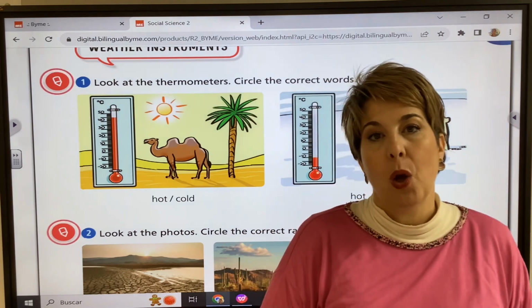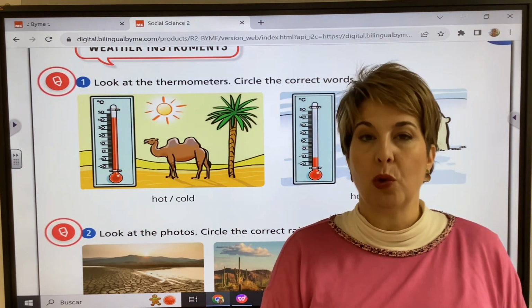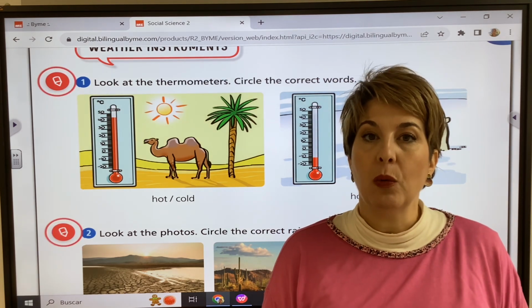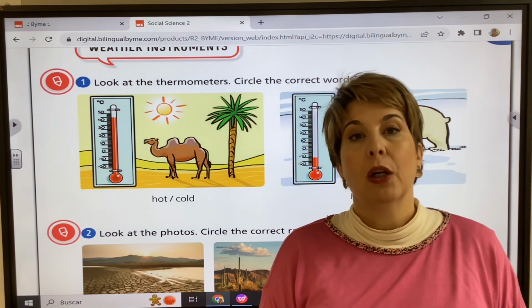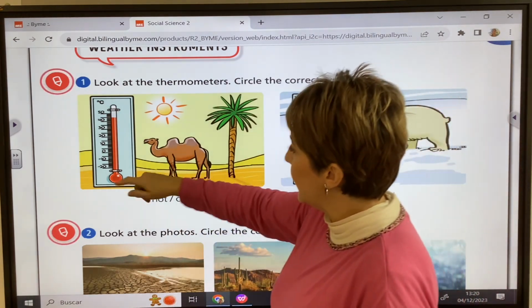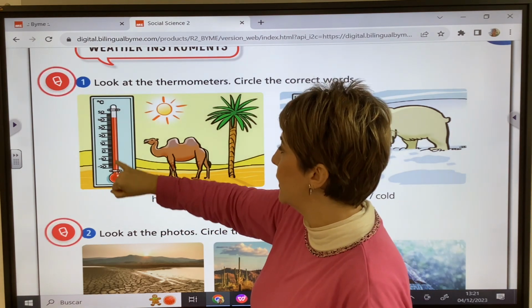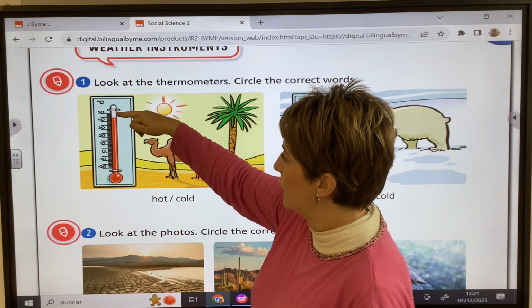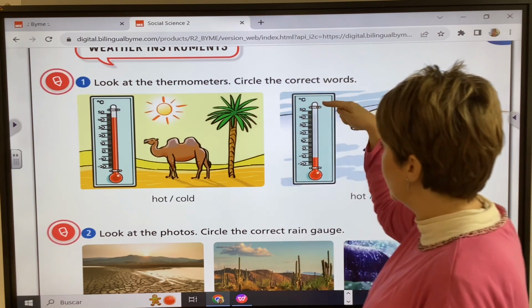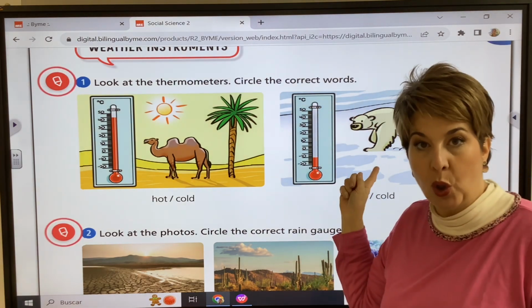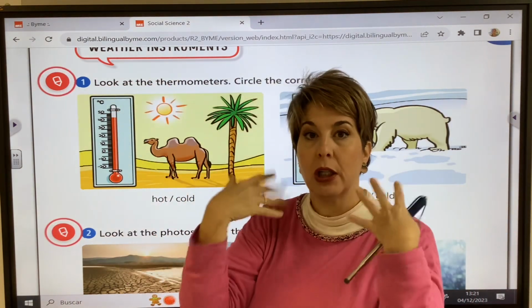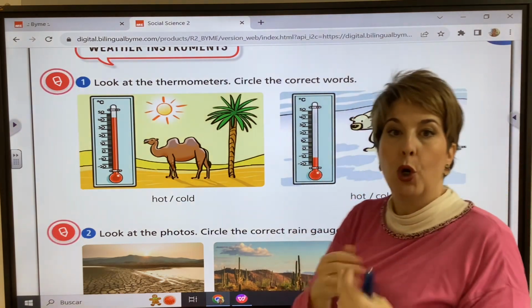In this unit, we have also studied two instruments to measure the weather. One is a thermometer and the other one is a rain gauge. To measure the temperature, we use a thermometer. If the mercury goes up, it's because it's very hot. If the mercury goes down, it's because it's cold. Okay? Remember, if it's at the top, hot. If the mercury is at the bottom, cold.